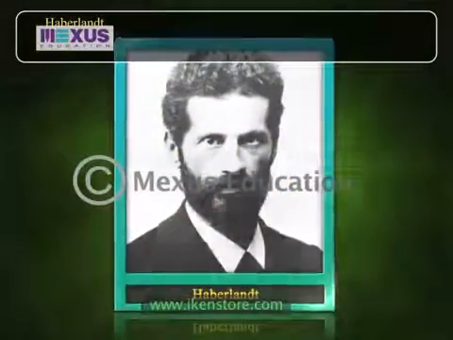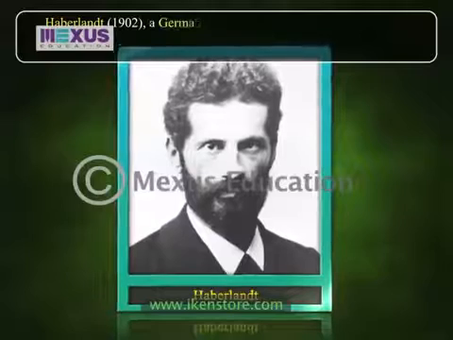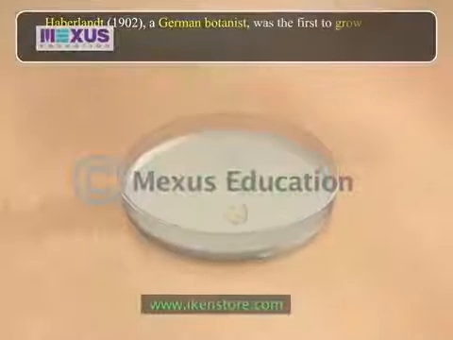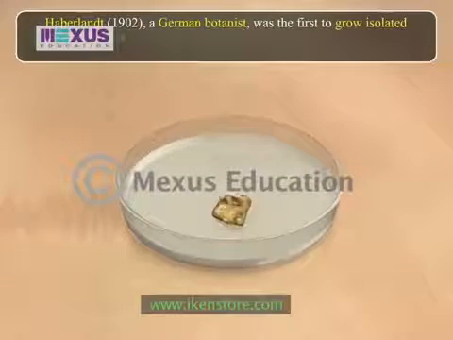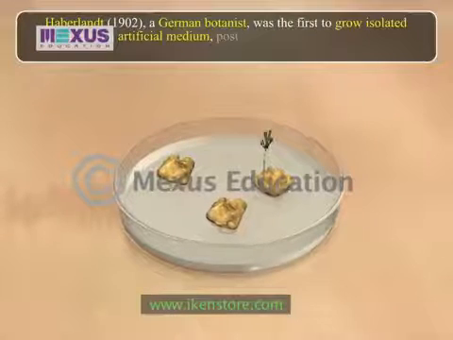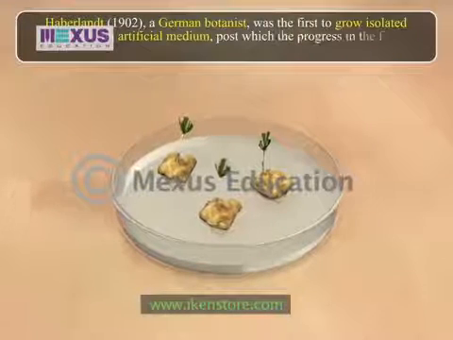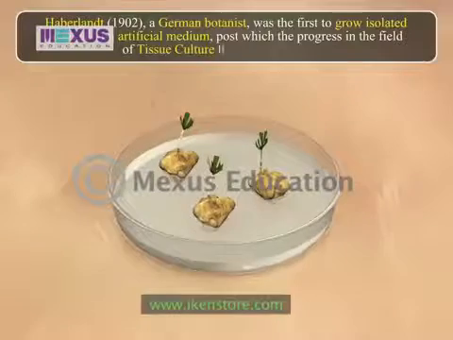Haberlandt, 1902, a German botanist, was the first to grow isolated plant cells on artificial medium, post which the progress in the field of tissue culture has been spectacular.